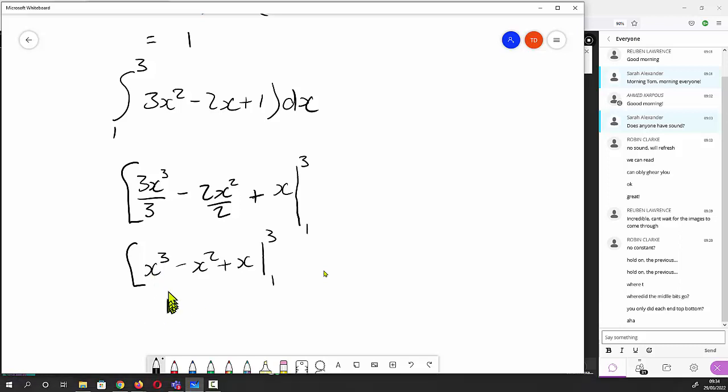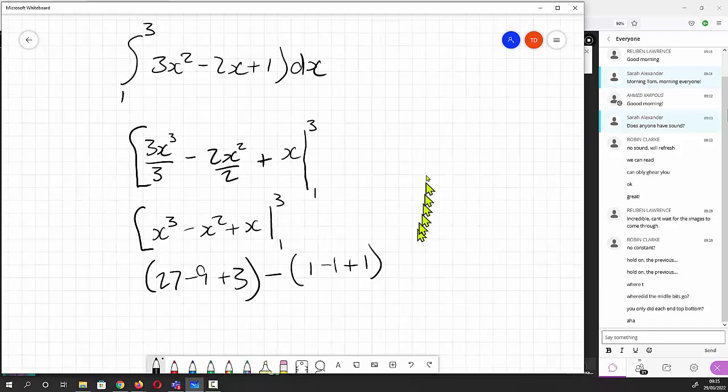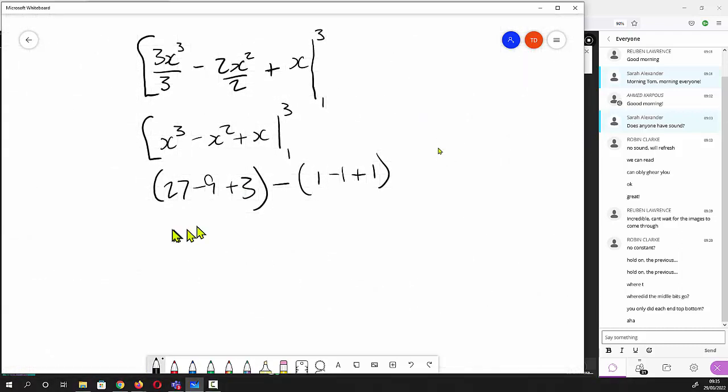So first of all, I'll put the upper value in. So x cubed is 27 minus 9 plus 3. Okay, so that's the upper value, and then minus the lower value. So 1 cubed is obviously 1, minus 1, 1 squared is 1, plus 1. Okay, so 27 minus 9 is 18 plus 3 is 21.